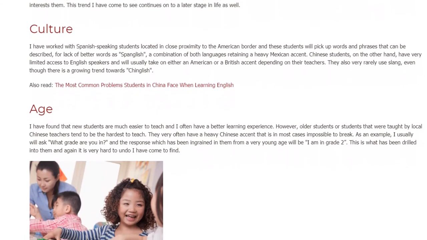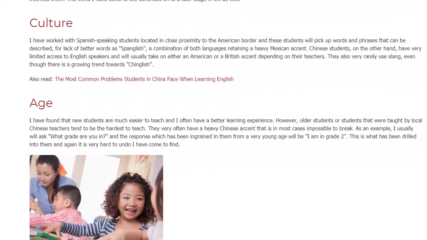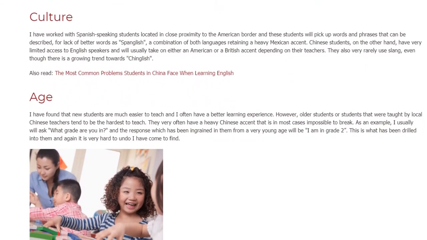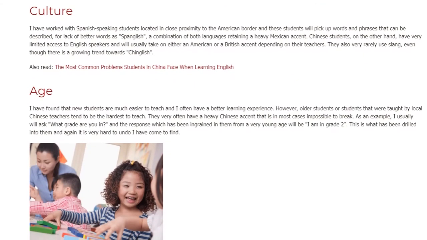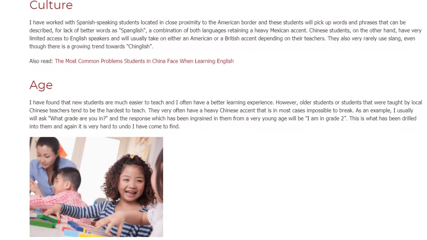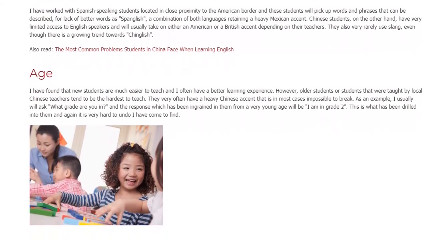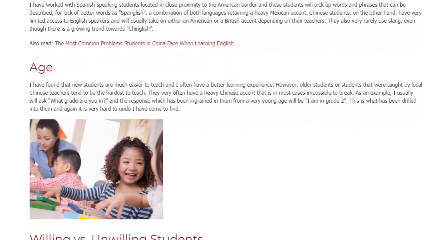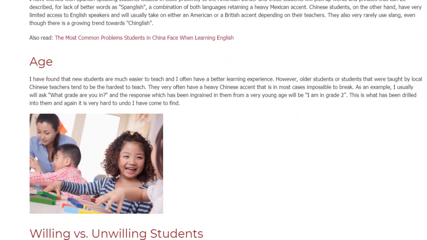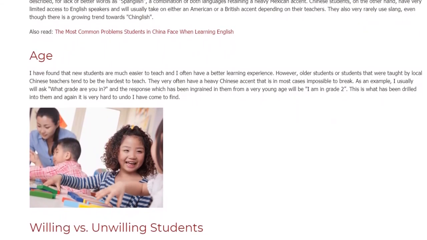Age. I have found that new students are much easier to teach, and I often have a better learning experience. However, older students or students that were taught by local Chinese teachers tend to be the hardest to teach. They very often have a heavy Chinese accent that is in most cases impossible to break.